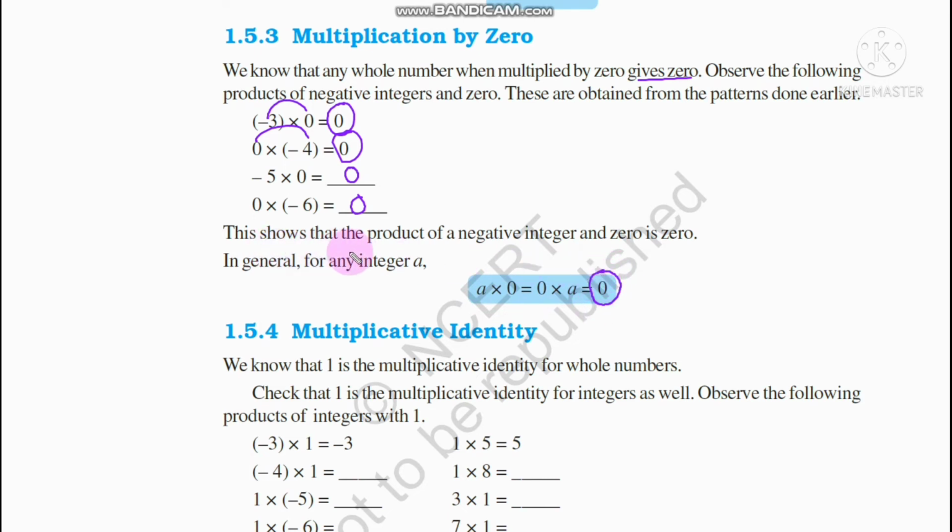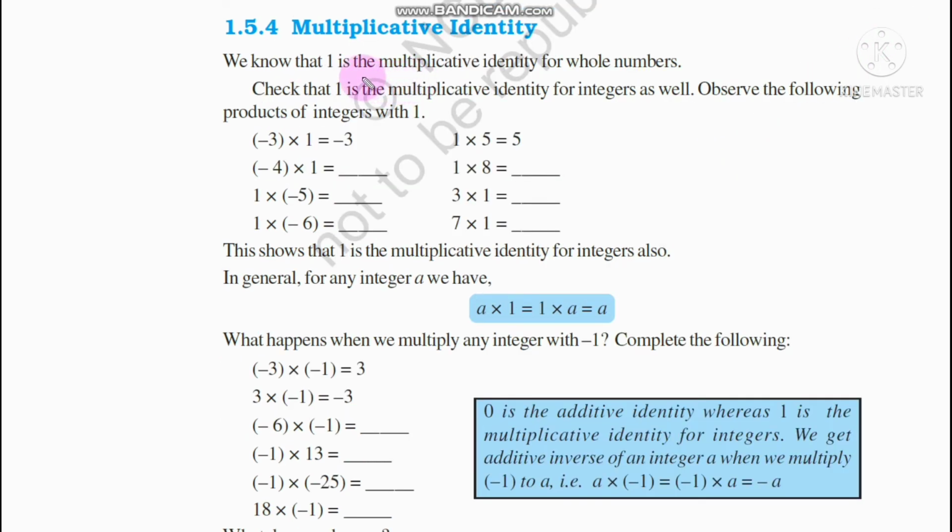Understood children? This shows that product of a negative integer and 0 is 0. So we are writing like this. A into 0 is equal to 0 into A, which is nothing but 0. Understood children? Now let's see the multiplicative identity. We know that 1 is the multiplicative identity for whole numbers. So what is the multiplicative identity for whole numbers, children? It is 1. And we have also seen additive identity for integers, which is 0.